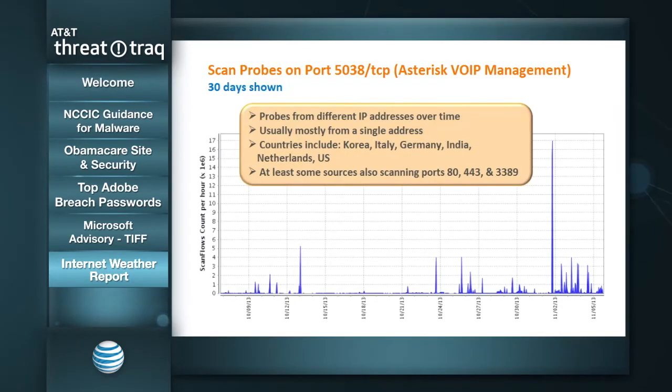In this particular case, we're seeing probes from a variety of different IP addresses that is changing over time, but generally speaking, it looks like most of the probing activity is coming from a single address at a time. So it seems to be migrating around, perhaps using compromised machines for this scanning activity, or they may even be hosted or leased machines that are being used for these purposes. But we've seen a variety of countries involved in this: Korea, Italy, Germany, India, Netherlands, and United States-based machines doing this activity over time. But as I said, generally it looks like there's one source causing most of the activity at any given time.